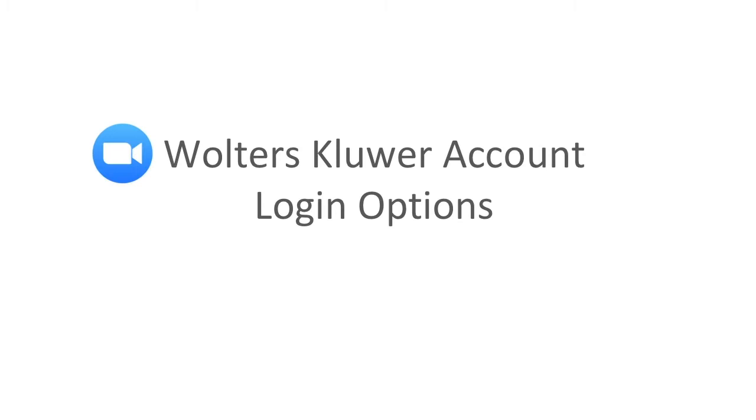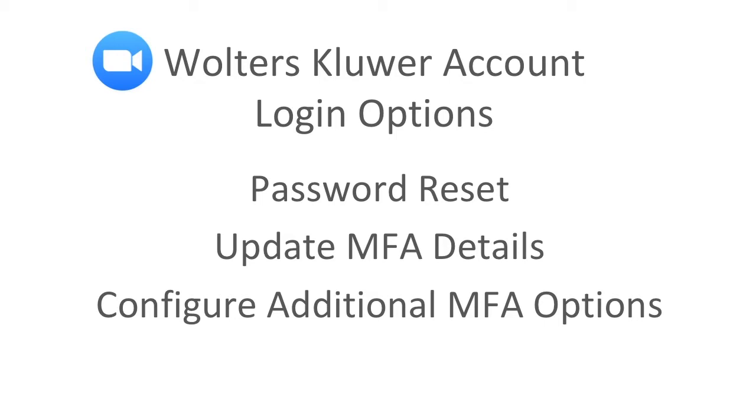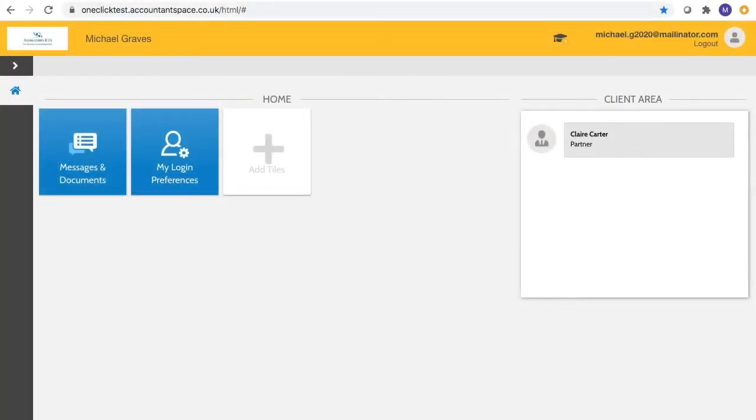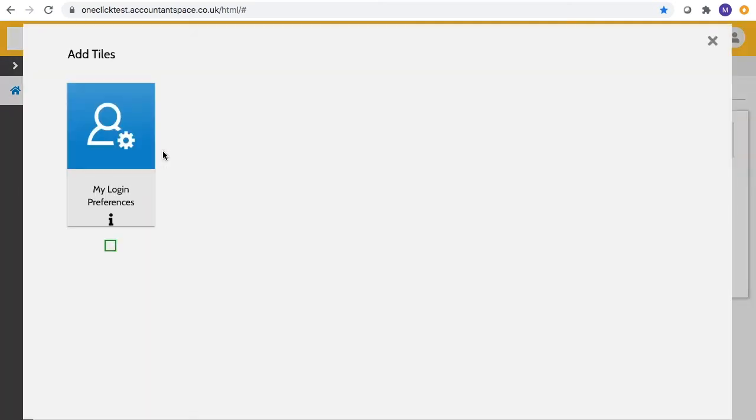In this video, I'll show you how to configure or change the login details of your Wolters Kluwer account. This includes changing your password, changing the mobile phone number you use for SMS authentication, and configuring additional multi-factor authentication methods. On your CCH one-click homepage, you'll see a blue tile called My Login Preferences. If you can't see this tile, click Add Tiles and make sure it hasn't been hidden.